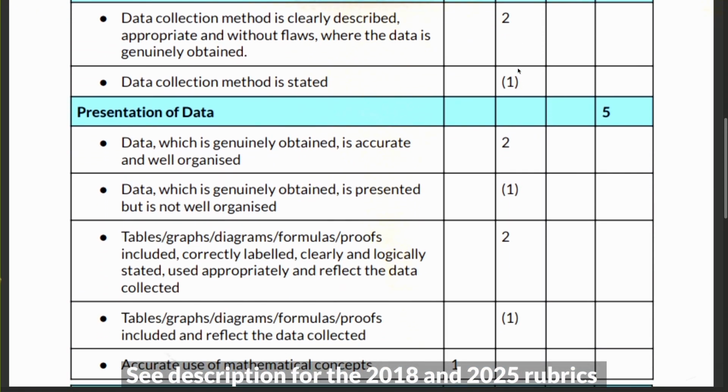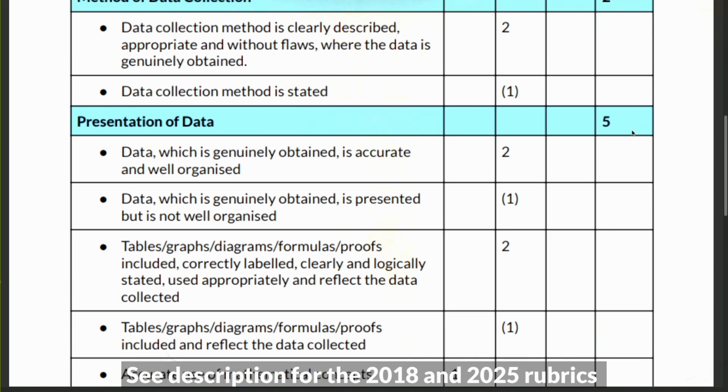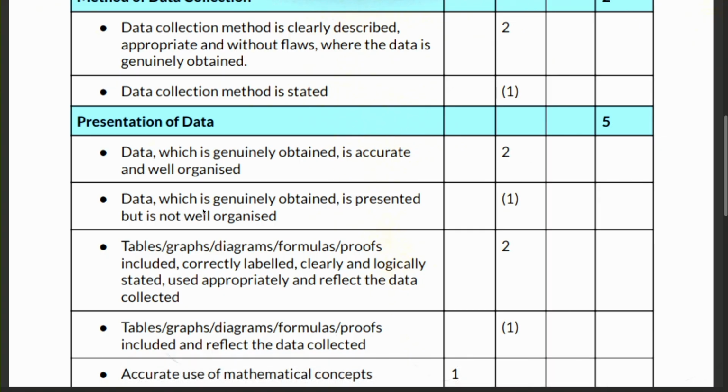Then we have presentation of data is 5 marks in total, and the first mark is a C mark, and you can get a maximum of 2 for this one if the data is genuinely obtained, accurate, and well organized. You get 2. If it's genuinely obtained, is presented but not well organized, you get 1. So the bracket marks means it's not the fullest, not the highest mark in that category.